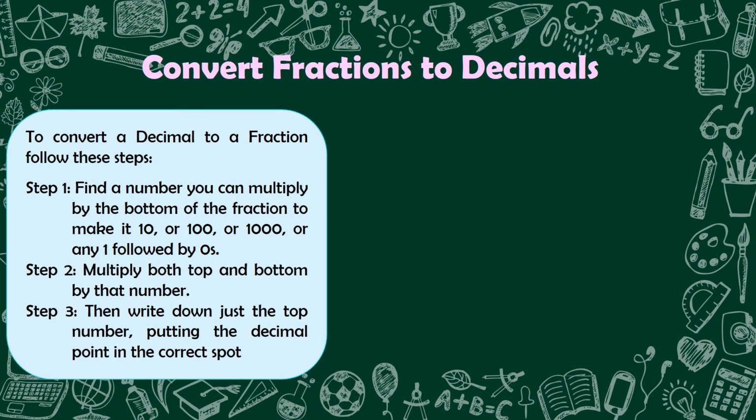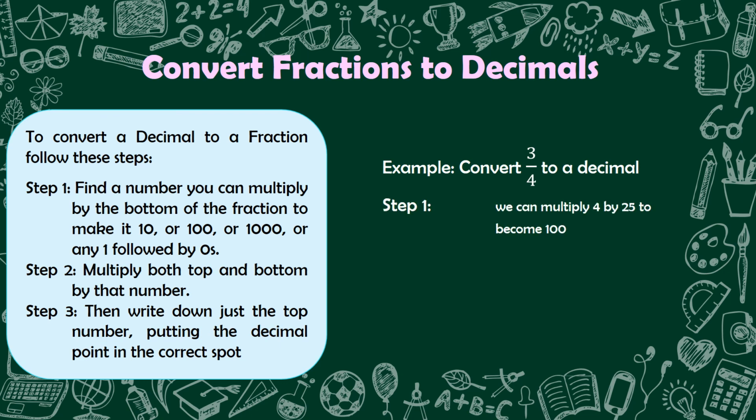Now let's convert fractions to decimals using the 3 steps. Let us have the example, 3 over 4 to convert it into a decimal. For step 1, we can simply multiply 4 by 25 for it to become 100. In step 2, multiply both the numerator and denominator by 25, we will have 3 times 25 is equal to 75 and 4 times 25 is equal to 100.